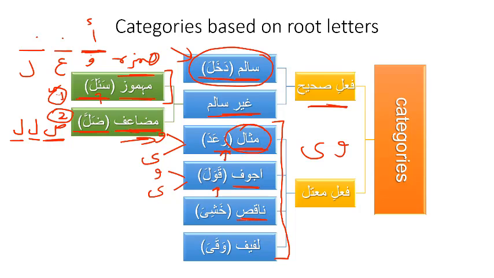And naqis means sort of incomplete. So what do you think this category means? The last letter is a... Yeah, exactly. So the last letter is either a waw or a ya. And then the final thing, lafif. Lafif means that you have both a waw and a ya. And that happens with, for example, waqaya.